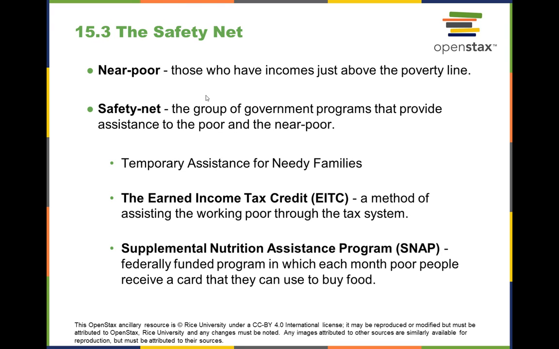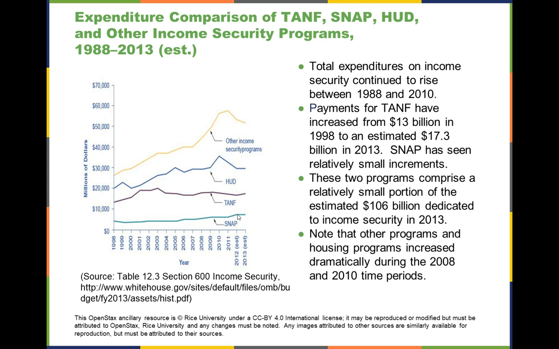A safety net is the group of government programs that provide assistance to the poor and near poor. Temporary Assistance for Needy Families, or TANF as it's called, is one of them that helps provide cash assistance. The Earned Income Tax Credit is a method of assisting the working poor through the tax system. And the Supplemental Nutrition Assistance Program, or SNAP, or food stamps, is a federally funded program in which each month poor people receive a card they can use to buy food.